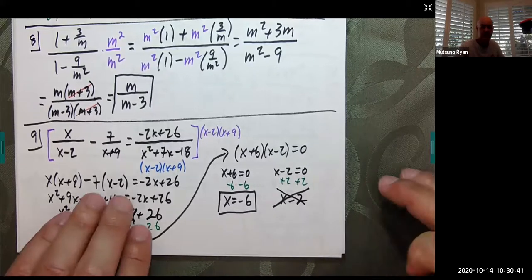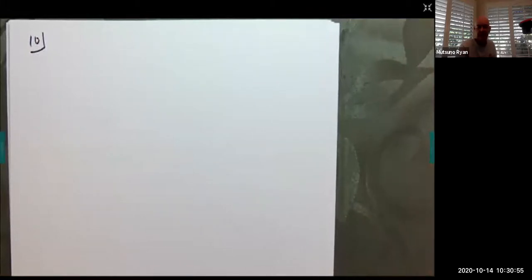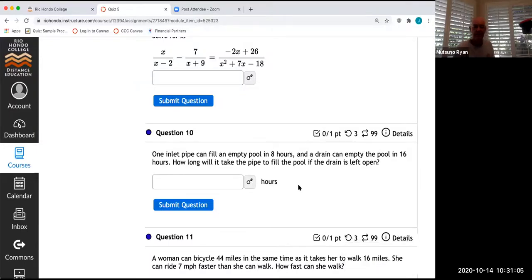All right, so let me readjust my page here. There we are. Number 10. And for number 10, I'm going to share my other screen because it's a word problem. So here's number 10. One inlet pipe can fill an empty pool in 8 hours and a drain can empty a pool in 16 hours. How long will it take the pipe to fill the pool if the drain is left open? So the drain is subtracting from it.